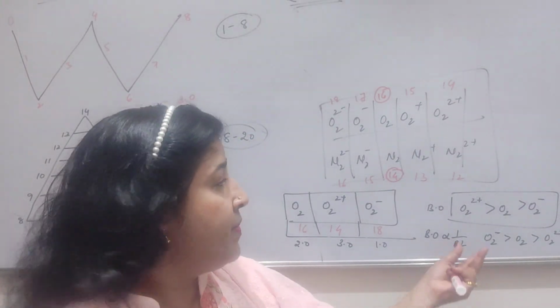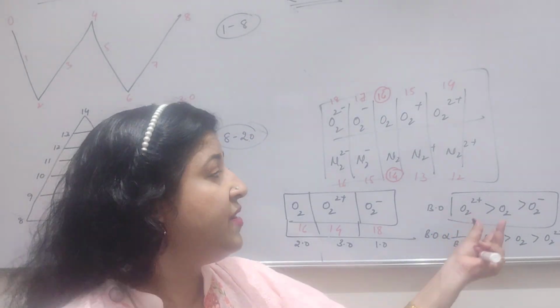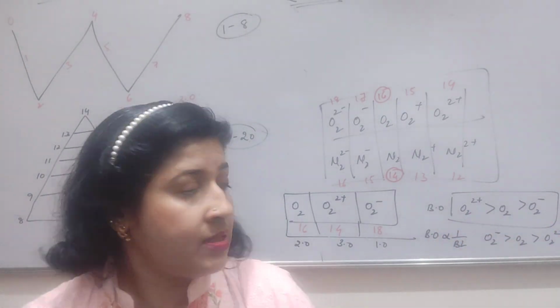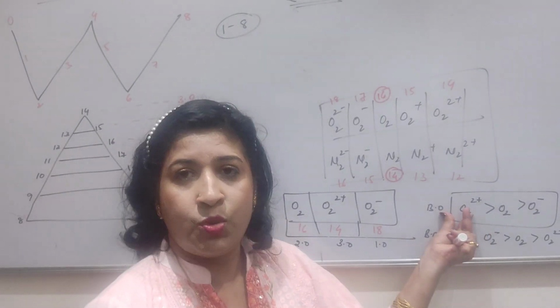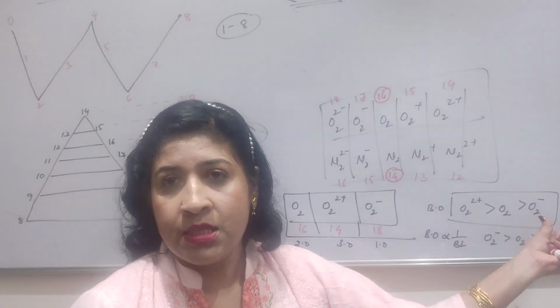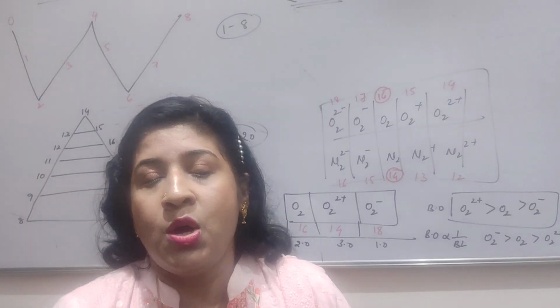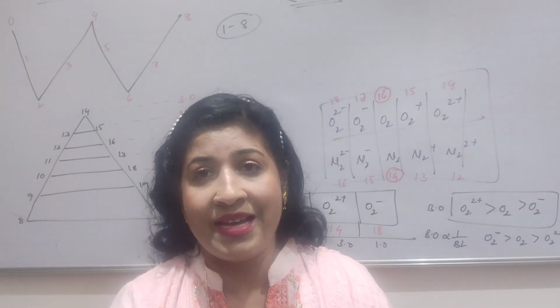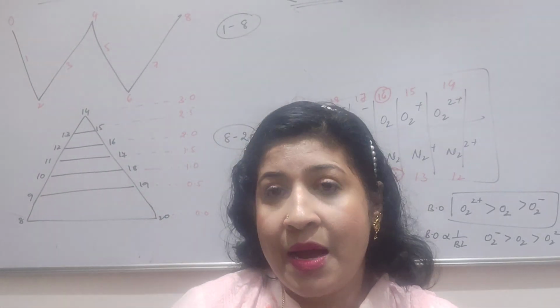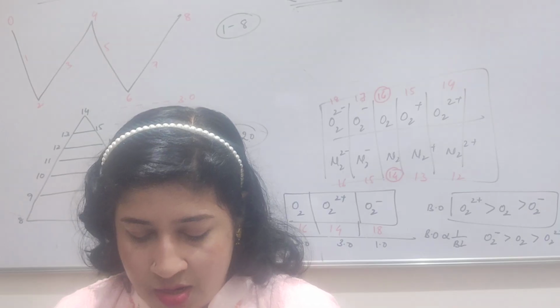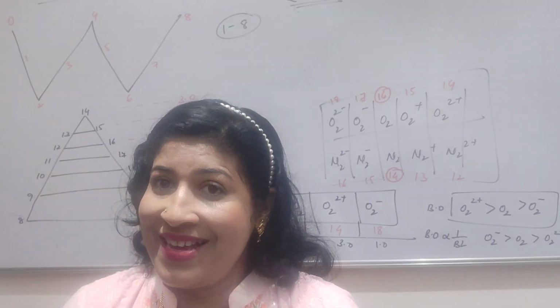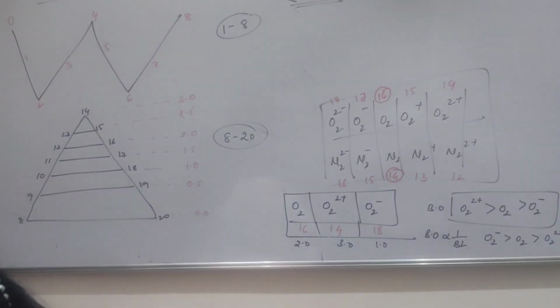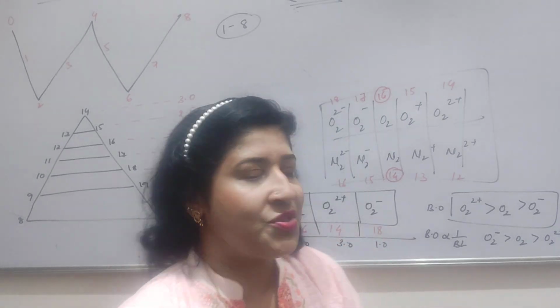If they ask most stable, you know which is most stable. If they ask least stable, you know which is least stable. So O2 2 plus is most stable and O2 minus is least stable, because whoever has the highest bond order is stable. But sometimes there will be tricky questions. Of course. So let's take one tricky question.